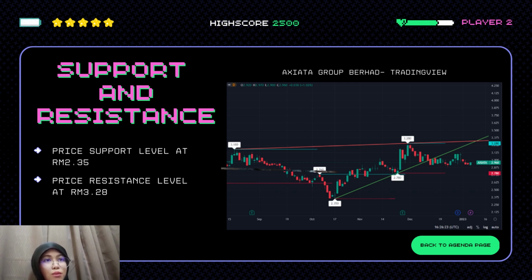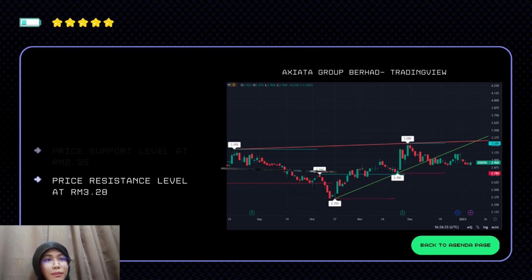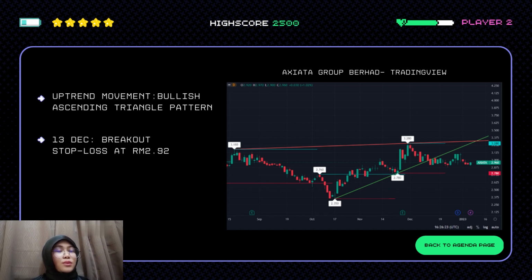The price continues to move in uptrend, reaching the resistance level at its highest peak of RM3.28 per share on 30 November. The movement running along the two swing highs and swing lows also creates a pattern of an ascending triangle. The upward moving triangle implies the bullish trend, which also implies a good time for the investors to invest.